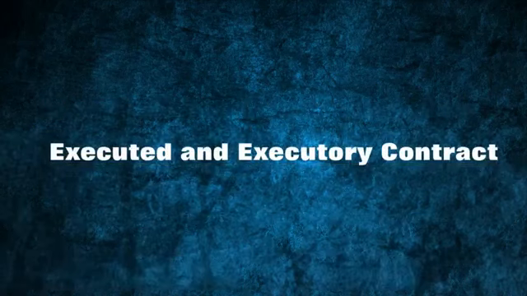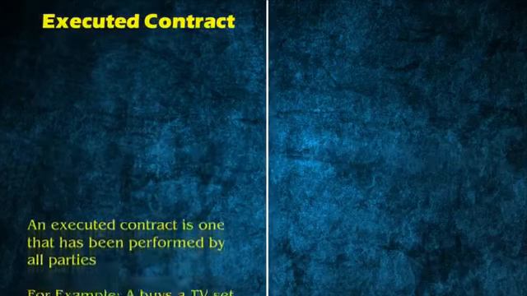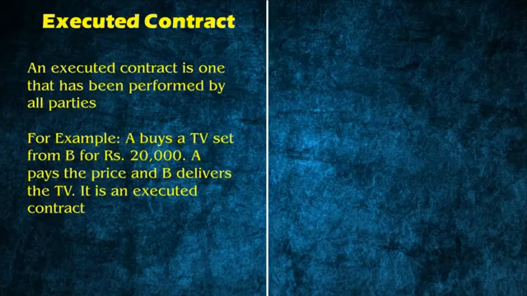The next type of contract is executed and executory contract. An executed contract is one that has been performed by all parties. For example, A buys a TV set from B for Rs. 20,000. A pays the price and B delivers the TV. It is an executed contract.